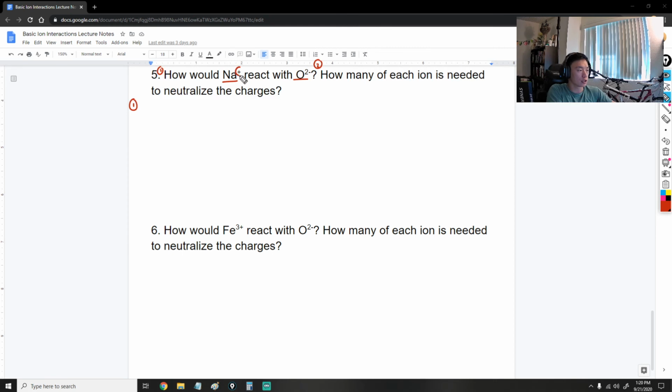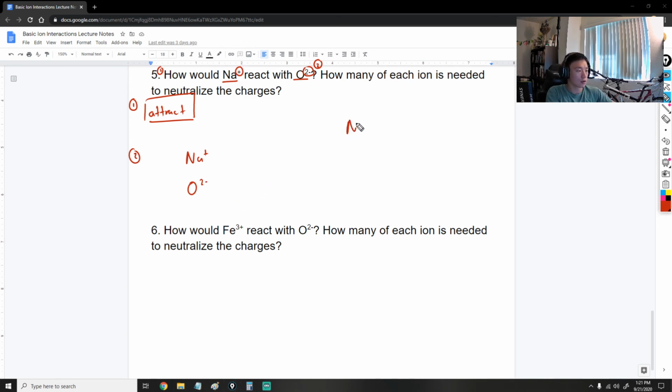This one should be pretty easy. Looks like it's positive and looks like it's negative. So they are going to attract. Okay, positives and negatives will attract. Easy peasy. Alright, the second part is the one we need to figure out: how many of each ion we need. So how many Na+ do I need? How many O2- do I need?